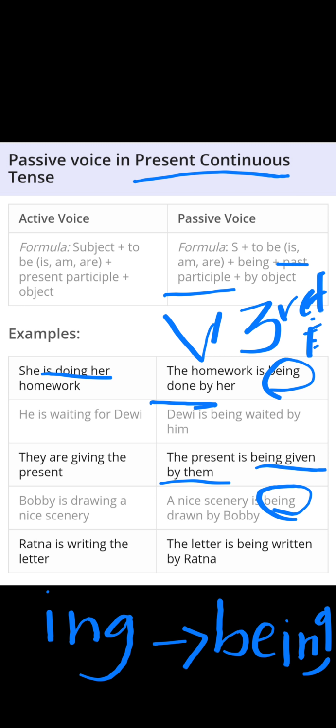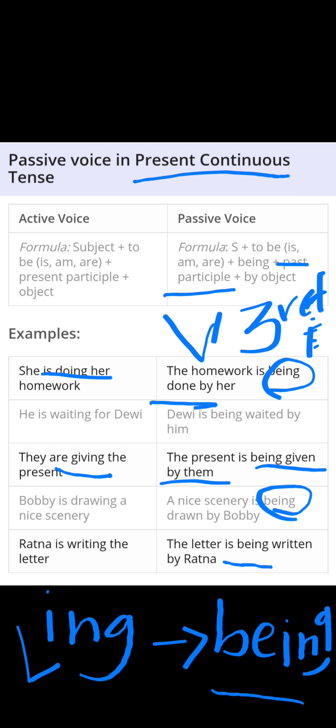In your previous tense, what have you read? You have read that she sells a car, or she sells that house. That house is sold by her. And here we have the auxiliary plus the verb with "ing". So this verb is going to be changed into third form, and this "ing" is changed into "being". So with this we have done our present continuous tense.